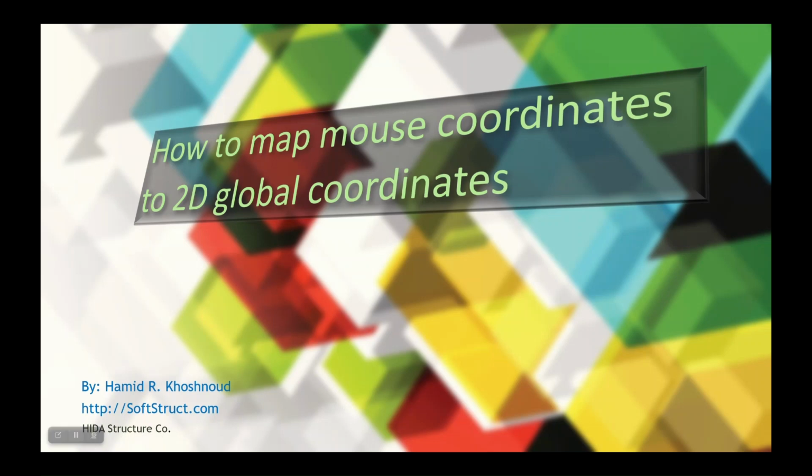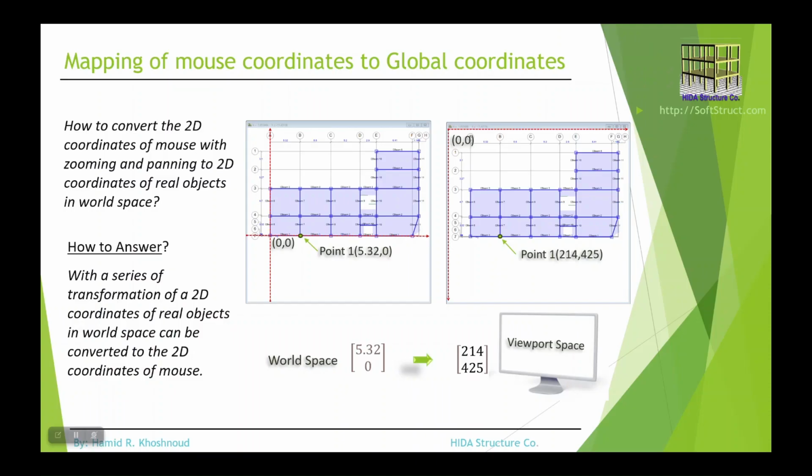This video is a continuation of the previous post on how to convert the 2D coordinates of the mouse to 3D coordinates of real objects in the world space. Here we focus on converting two-dimensional coordinates of the mouse, considering zooming and panning, into two-dimensional coordinates in the world space. While the mouse provides coordinates in pixels on the screen, we aim to select a two-dimensional point or object in the world space, defined in meters or feet.